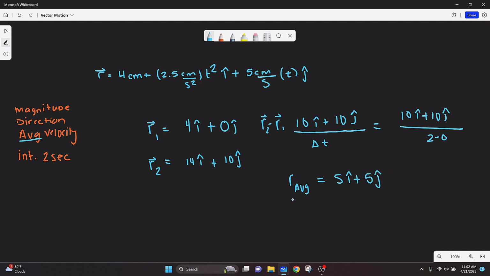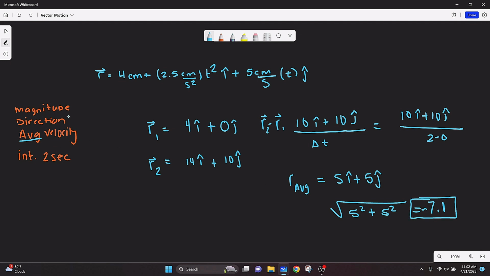The magnitude of our average velocity over this interval of 2 seconds would be the square root of 5 squared plus 5 squared, which is 25 plus 25 is 50. The square root of 50 is roughly 7.1. And so that is the magnitude of our average velocity.